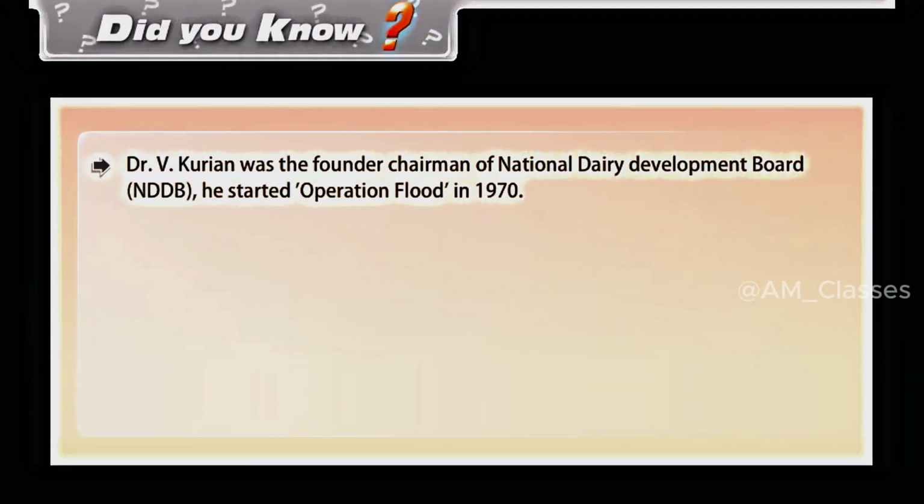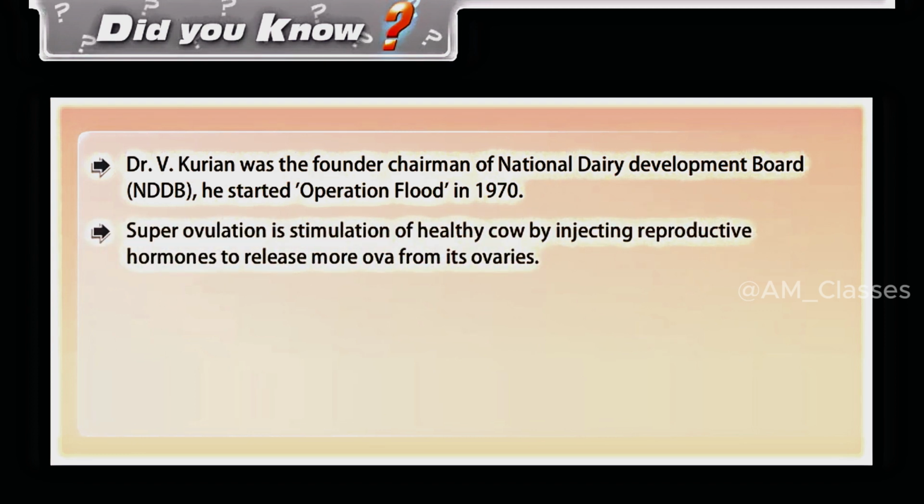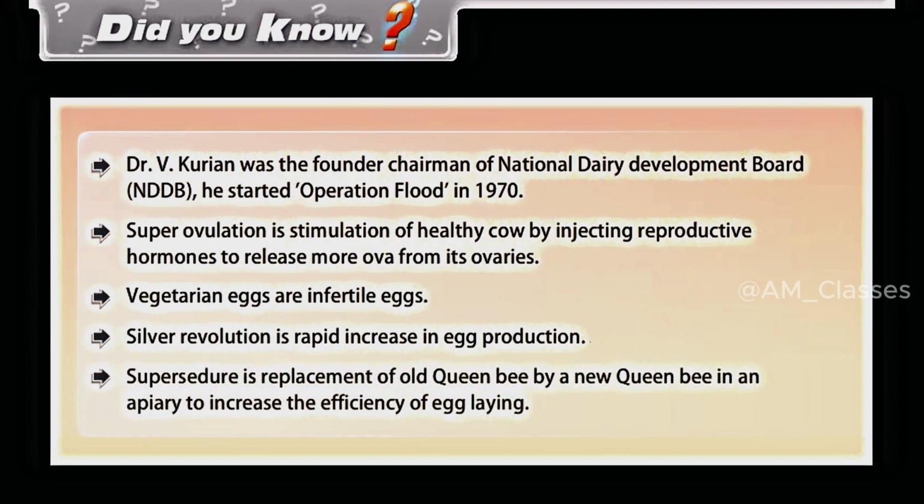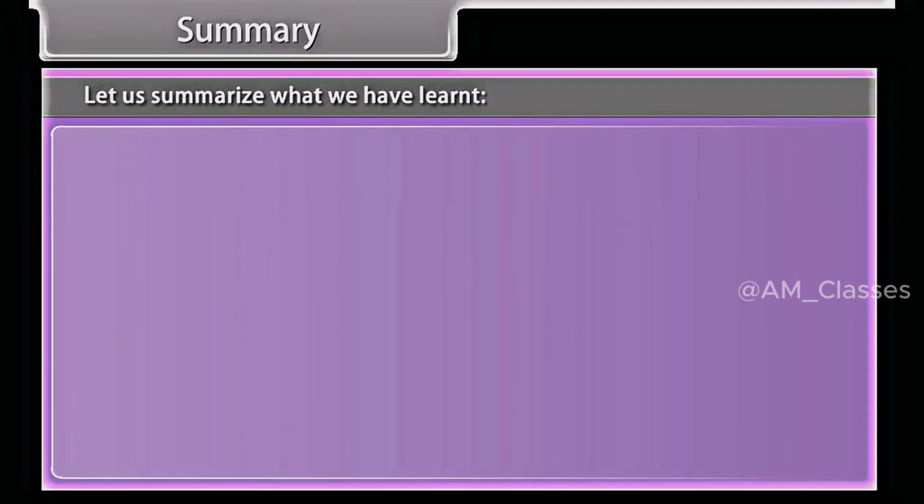Did you know Dr. V. Kurian was the founder chairman of the National Dairy Development Board (NDDB). He started Operation Flood in 1970. Superovulation is stimulation of a healthy cow by injecting reproductive hormones to release more ova from its ovaries. Vegetarian eggs are infertile eggs. Silver revolution is rapid increase in egg production. Superseizure is replacement of an old queen bee by a new queen bee in an apiary to increase the efficiency of egg laying. Summary. Let us summarize what we have learned.